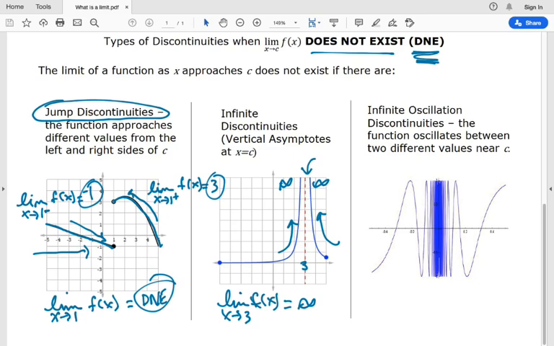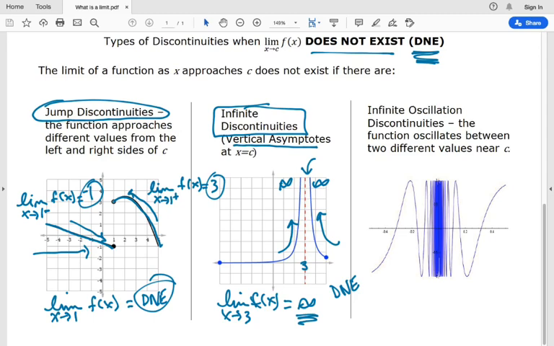As x is approaching 3, the fact that I've said this tells the reader that from the left it's going to infinity and from the right it's going to infinity. Technically, infinity doesn't exist, so we could also say it doesn't exist. All right, and that's called an infinite discontinuity. Anytime you have a vertical asymptote, we have an infinite discontinuity.